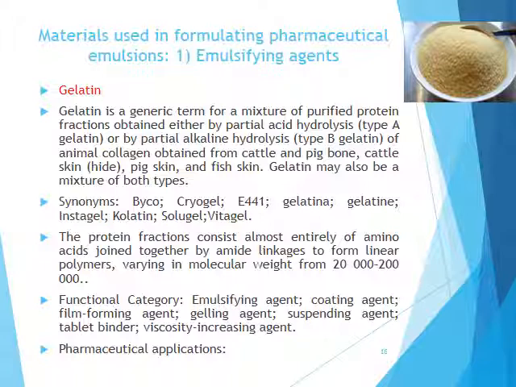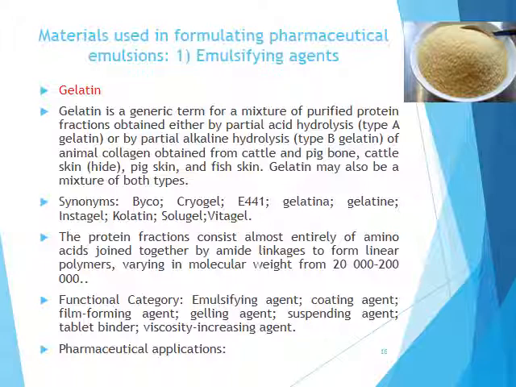These types of gelatins are obtained from the partial hydrolysis of animal collagen obtained from cattle and pig bone, cattle skin, pig skin, and fish skin. So all these are the sources for gelatin. Gelatin may be also a mixture of both types, means type A and type B. So we have either type A or type B, or sometimes mixture of them.